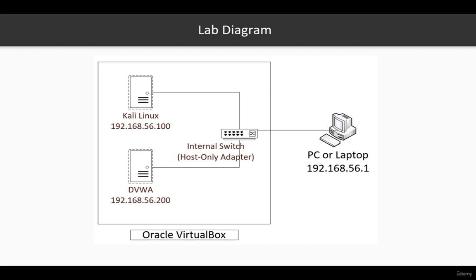The next thing is basically we need to install Kali Linux and DVWA on our Oracle VirtualBox environment and make sure that they are connected to the same switch as well as our laptop. So they're all supposed to be connected to the same switch. And as you can see, we have that internal switch right in the middle, and we're using host only adapter for that. So we are assigning 192.168.56.100 to our Kali Linux and 192.168.56.200 to our DVWA machine.